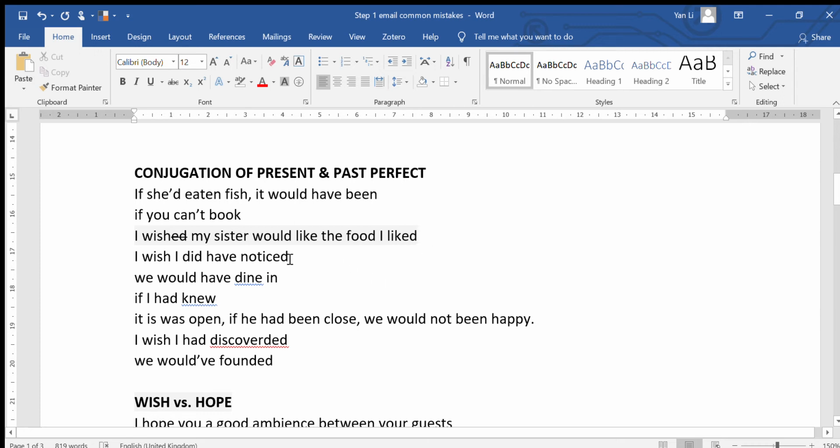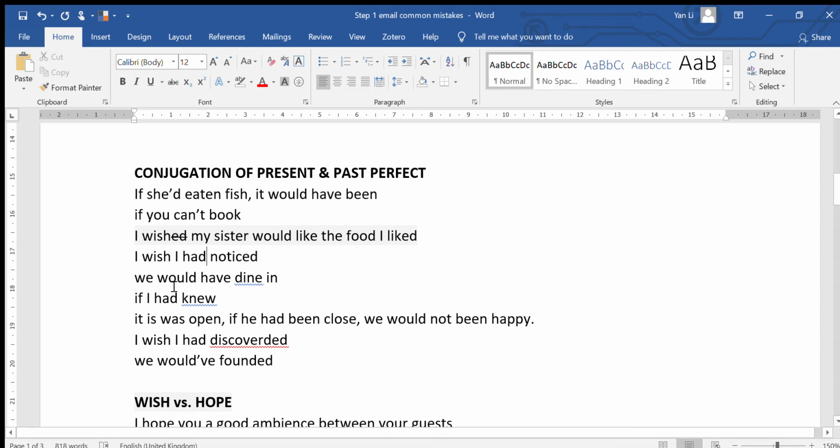Okay, I wish I did have noticed. Okay, what is going on here, everybody? Yes, you've got your past with did, and you've got have. But you can't use this auxiliary to add emphasis with present perfect, or rather past perfect. So let's delete the did. Simply, I wish I had noticed.